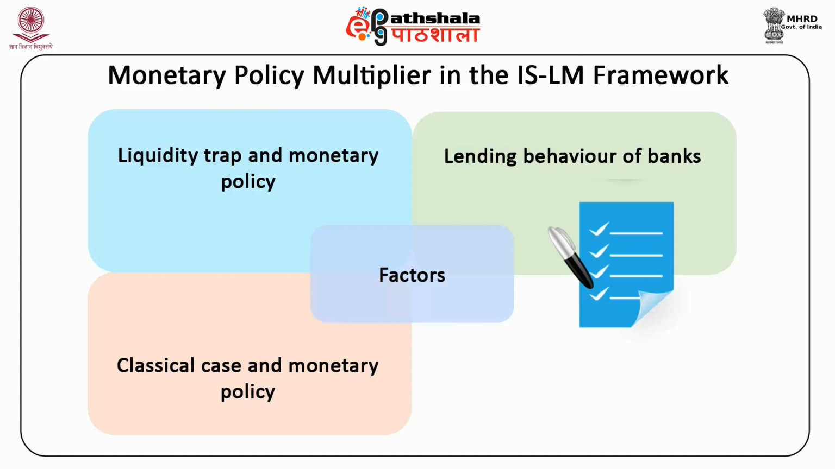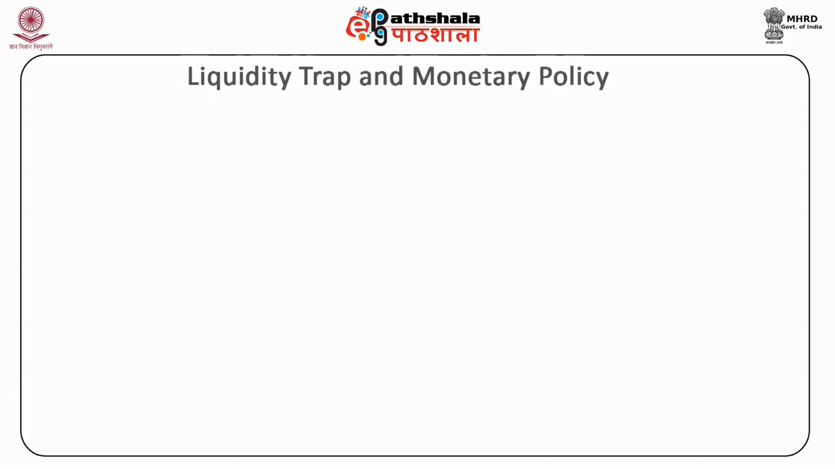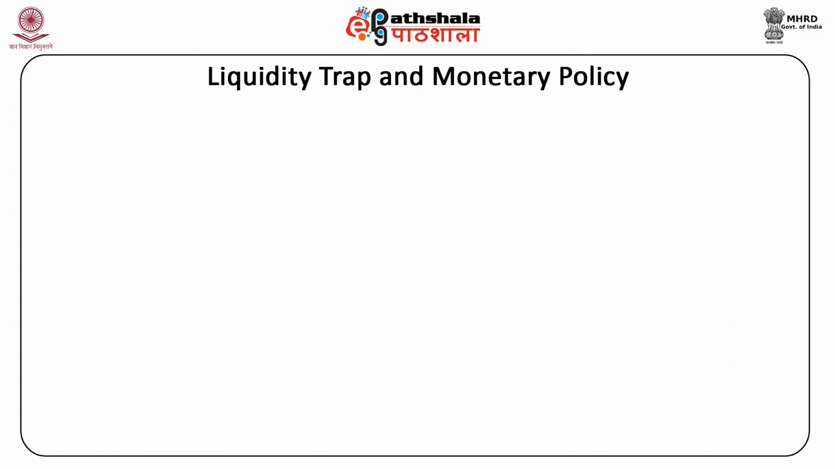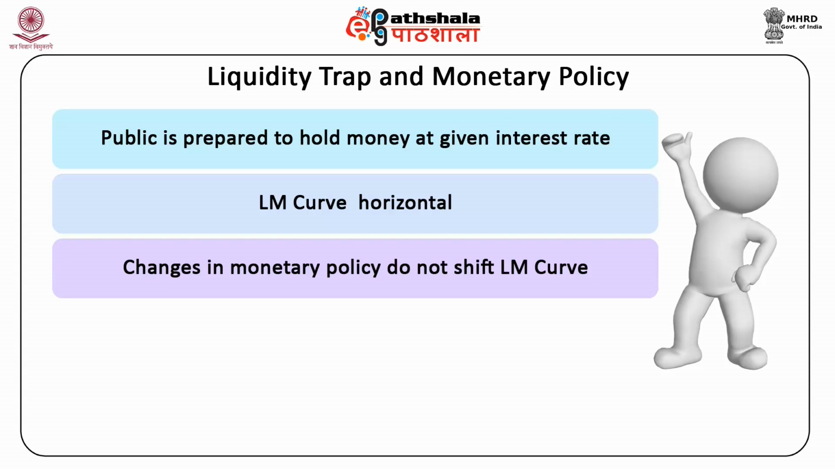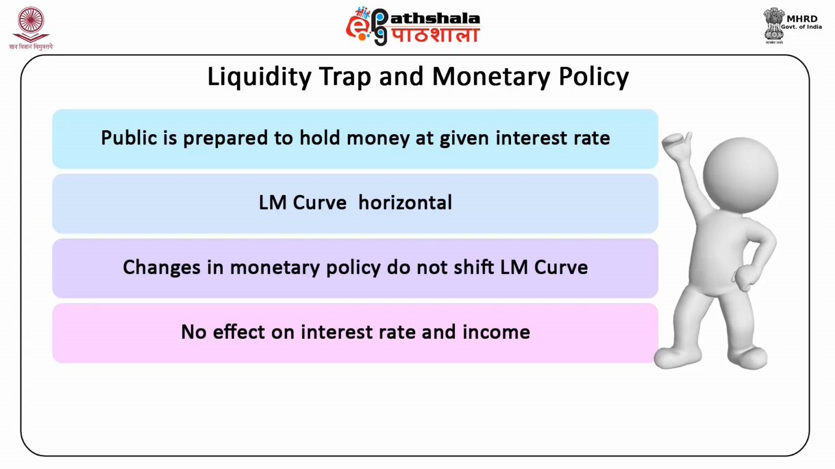Third, lending behavior of banks. And fourth, slope of IS curve. Starting with liquidity trap and monetary policy. An economy is said to be in a liquidity trap when the public is prepared to hold whatever amount of money at a given interest rate. It means that the LM curve is horizontal and changes in monetary policy do not shift it and have no effect on interest rate and income.